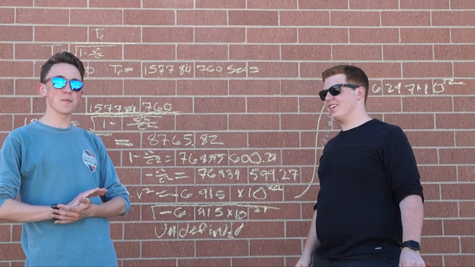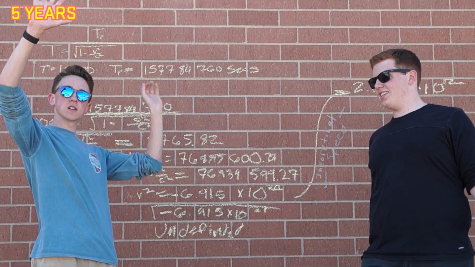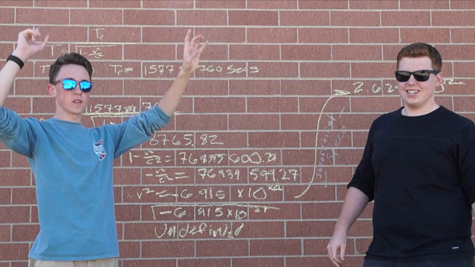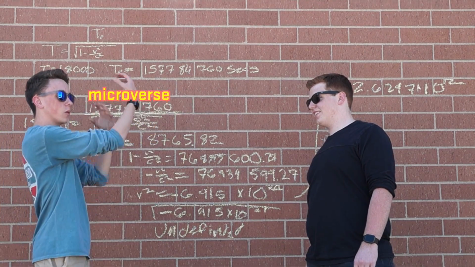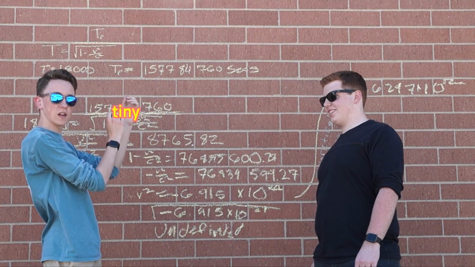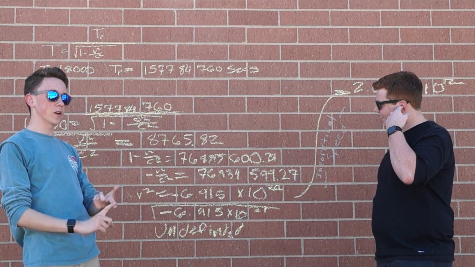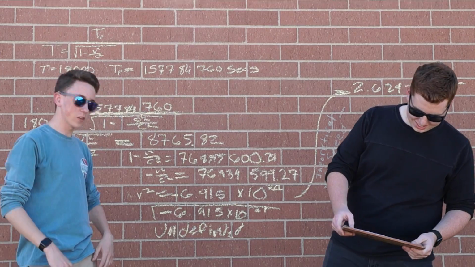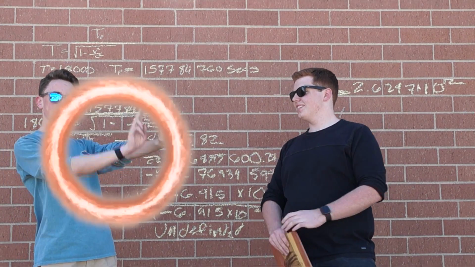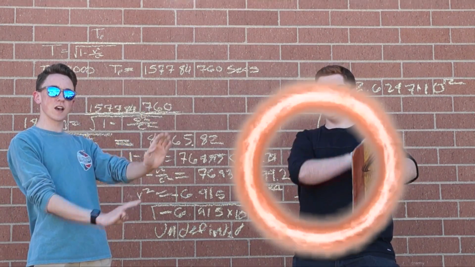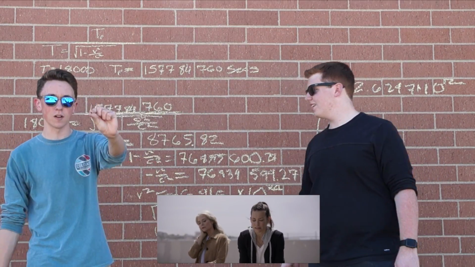We calculated how fast Ant-Man had to travel in the quantum realm for 5 years to equal 5 hours. So, a little knowledge on the quantum realm. The quantum realm is a microverse, a tiny teeny verse within the Marvel Cinematic Universe's multiverse. The only way to travel to the quantum realm is through magic, the sling ring that Doctor Strange has, and pym particles invented by Hank Pym, which Ant-Man uses to be the big small.